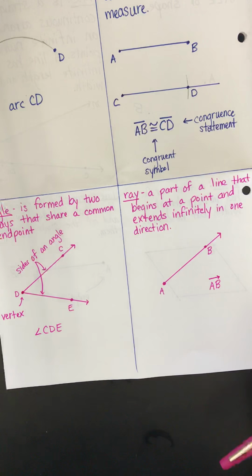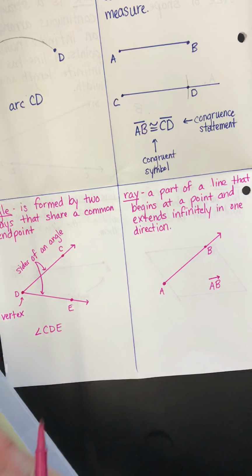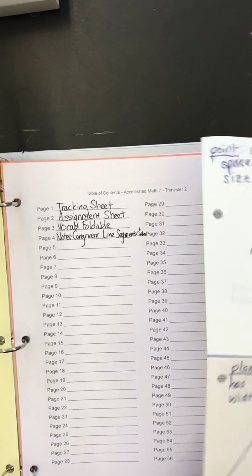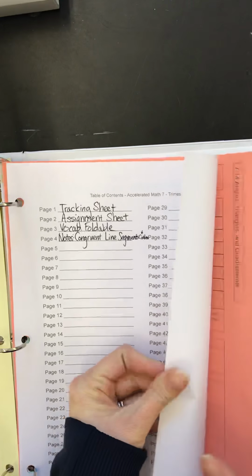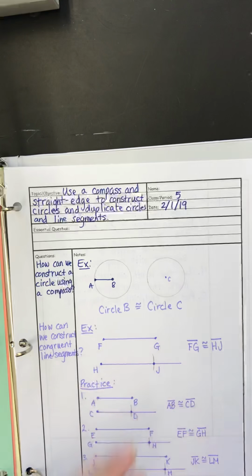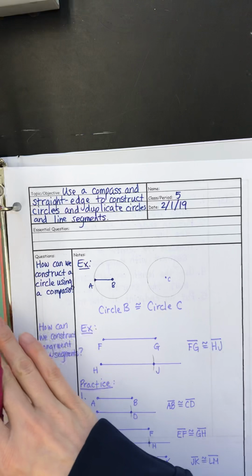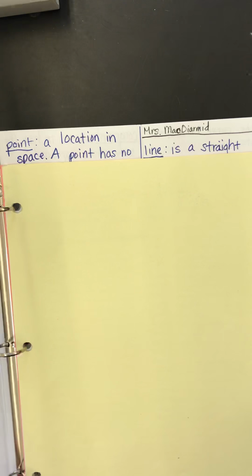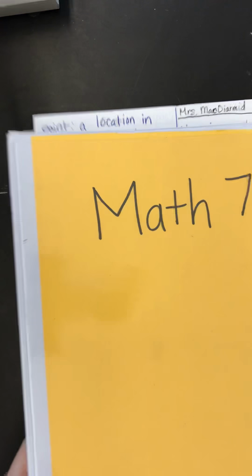Okay, so go ahead and take your vocab foldable. We're going to put it back in your binder. Remember, it is on page 3. So let's go to page 3. We've got 1, 2, 3. There's our notes from last time. Okay, we are starting a new note page today. So let's put our binder aside. You're going to get this note sheet.